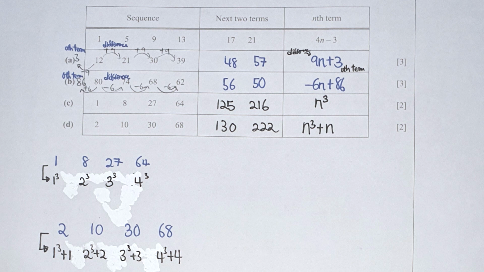and the next two terms will be 48 and 57 respectively. Whereby for part B, the common difference here is -6, and the zero term will be taking 80 plus 6 as 86. So the nth term will be -6n plus 86, and the next two terms will be 56 and 50.